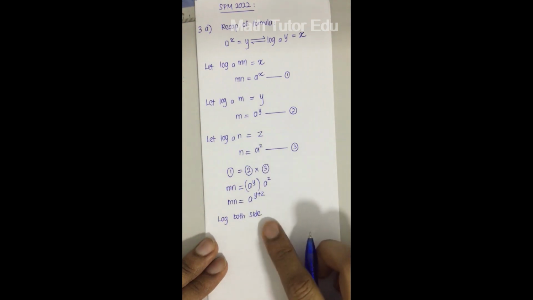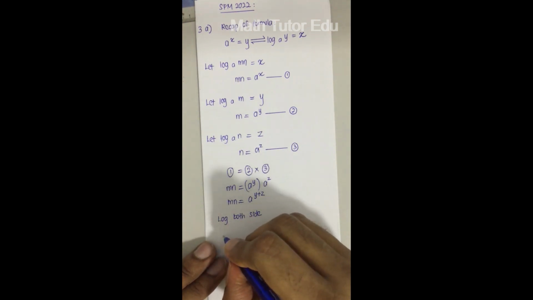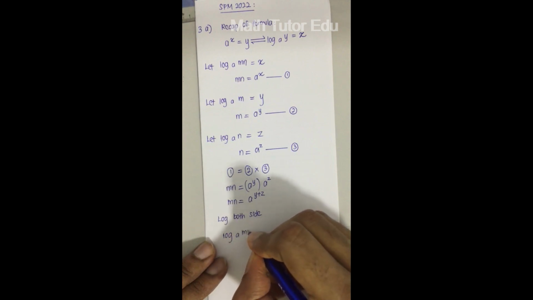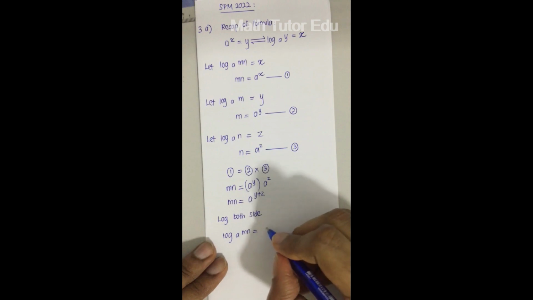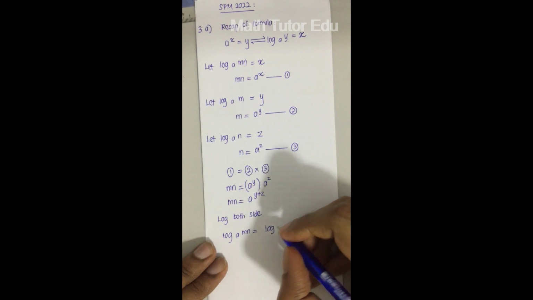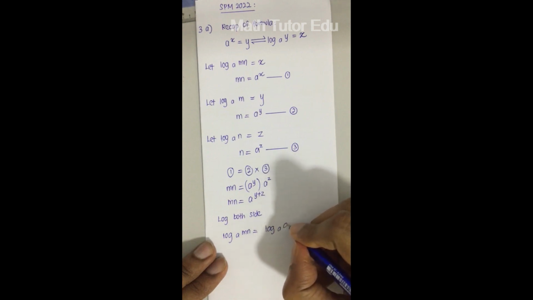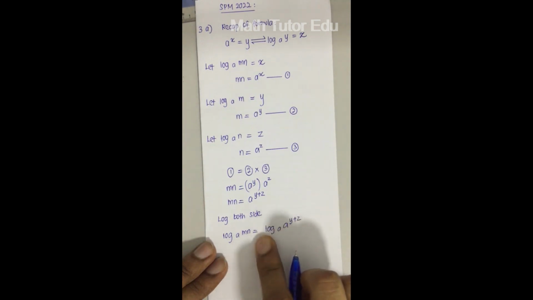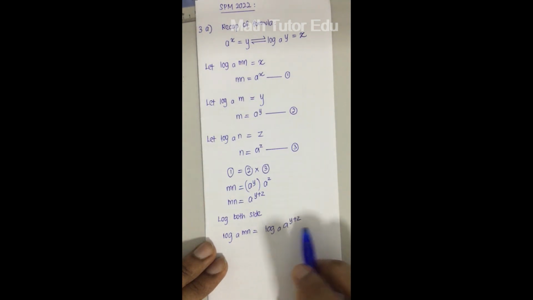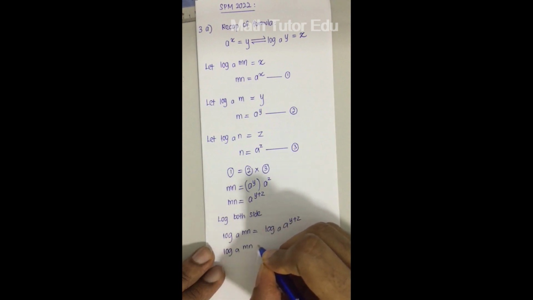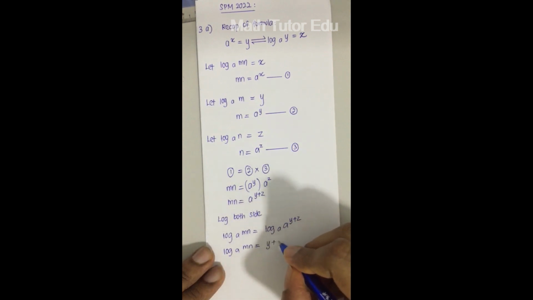Okay, we log both sides with respect to base a. So from here, log mn with respect to base a is equal to log a to the power of y plus z with respect to base a. Okay, so this y plus z, we bring it to the front, so log a will become 1, so y plus z times 1, you get y plus z. Okay, so from here, log a mn is equal to y plus z.